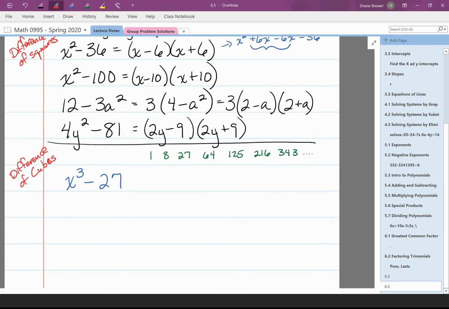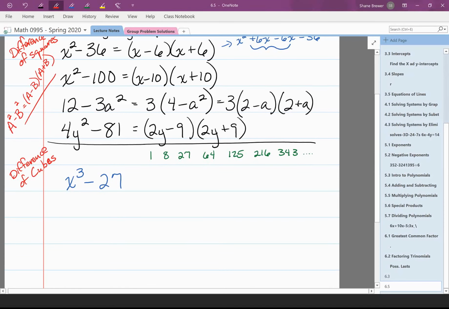Now, let me write this. Let me go back to the difference of squares and squeeze this in. Here's the formula for difference of squares. If you're ever factoring a squared minus b squared, it will factor into a minus b times a plus b. So that's the official formula for difference of squares.